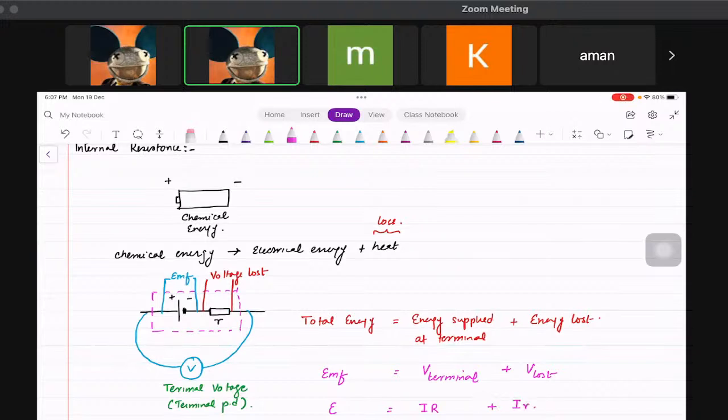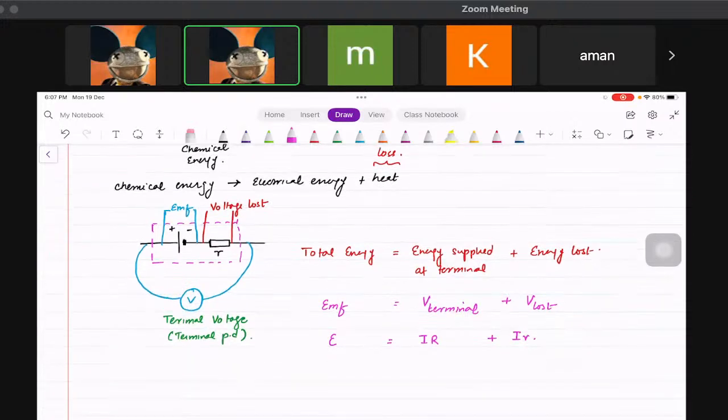Now let me just show you quickly. Because current in a series circuit is the same, you can take current as the common factor, so it will be R plus small r. So what are these R plus small r? Let me show you with the complete circuit.